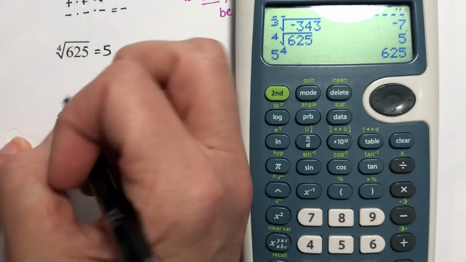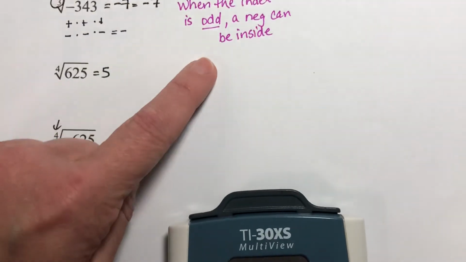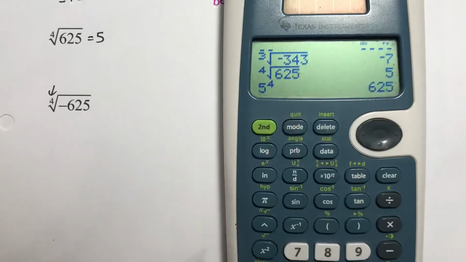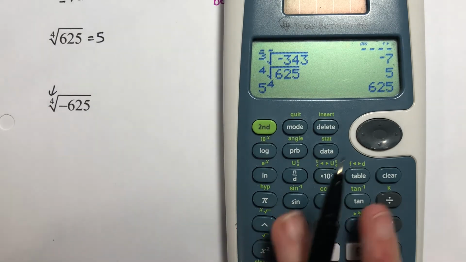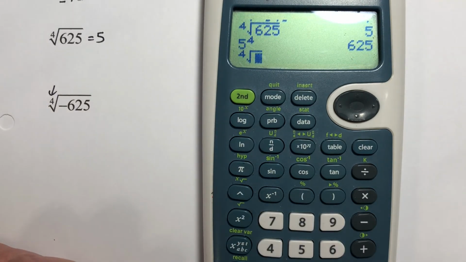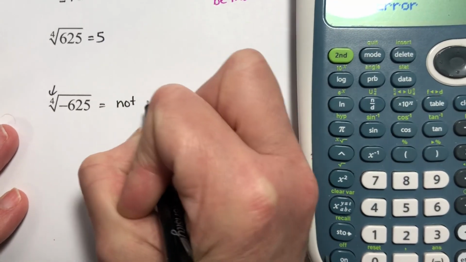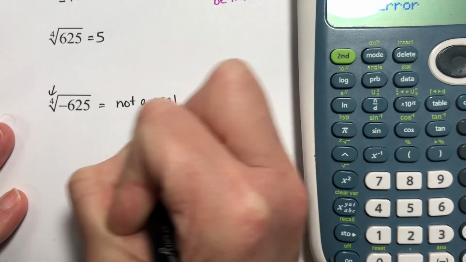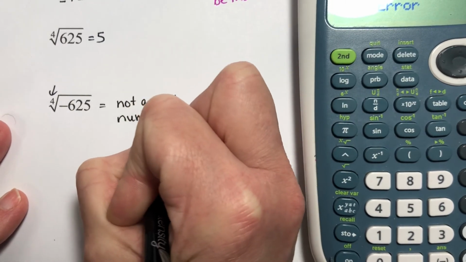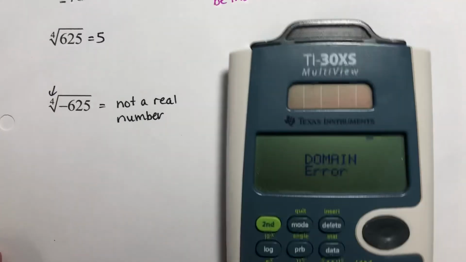Okay, one more. My index is even. Now I said it's okay when it's odd, so I should get something wrong here. I'm either multiplying 4 positives together or multiplying 4 negatives together. Either way, I should get a positive answer. This is not going to be possible. Plug it in your calculator to make sure. And I get domain error. This is also not a real number. So your calculators can help you here, but only if you enter them exactly as they are written.